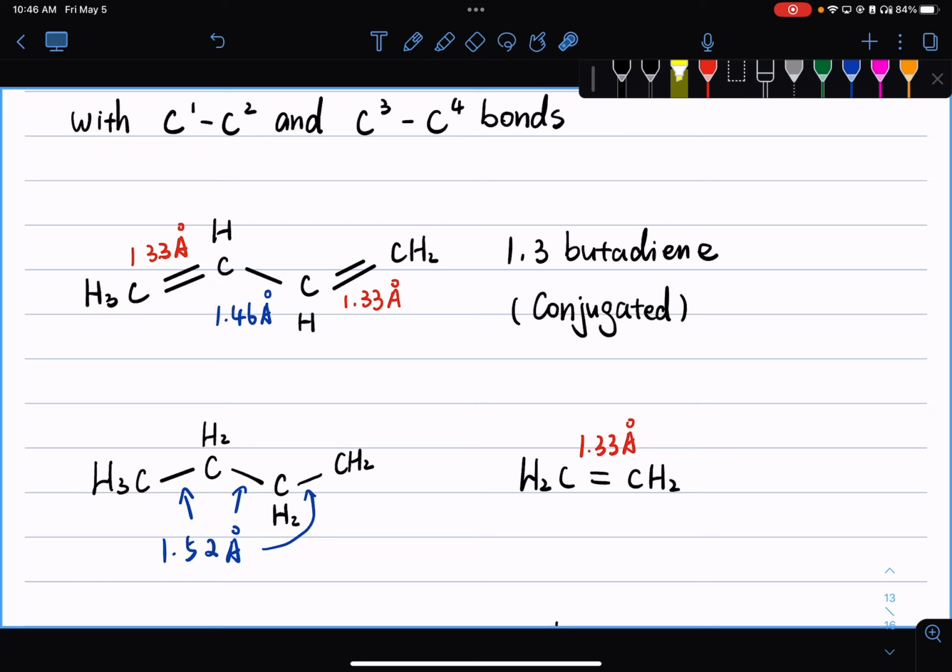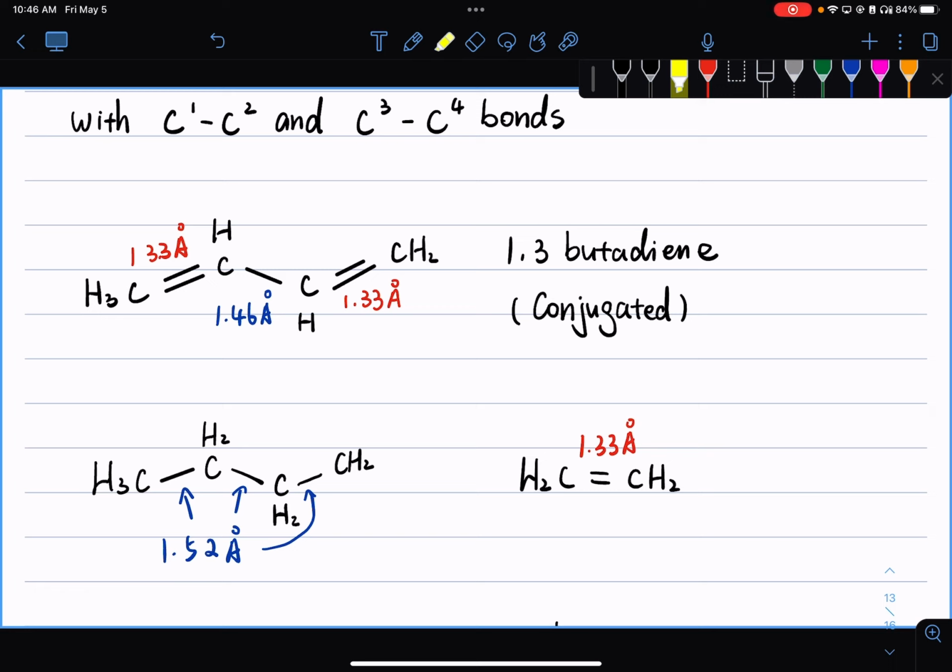By actually doing quantum mechanics calculations, you can measure, well, we'll tell you what the bond length is, right? So between C1 and C2, it's a double bond. It's like 1.33. It's like a double bond in ethene. Between C3 and C4, it's the same idea. It's a pretty good double bond as compared to the normal ethene.